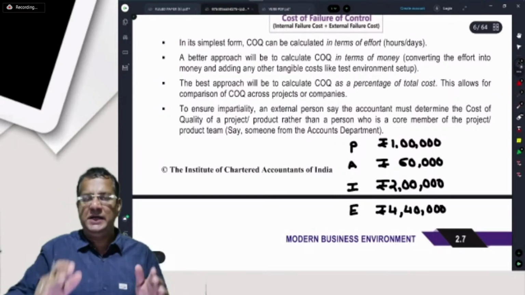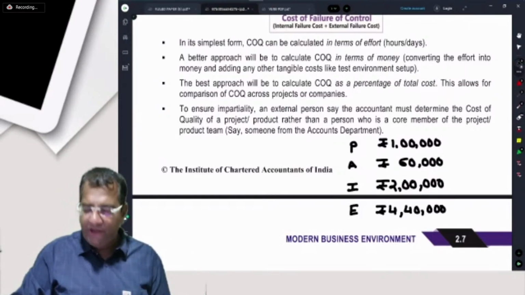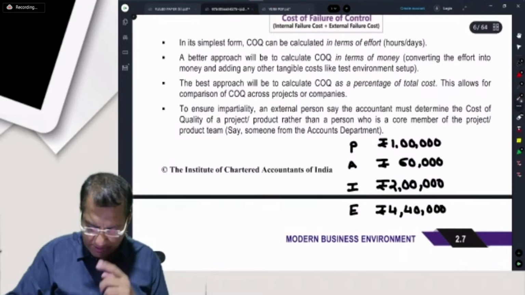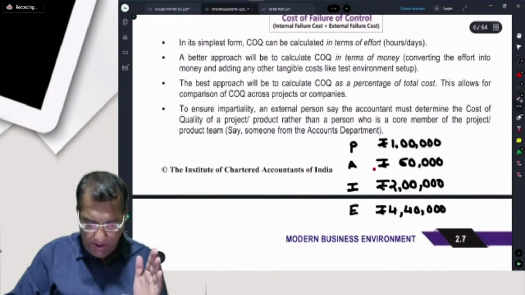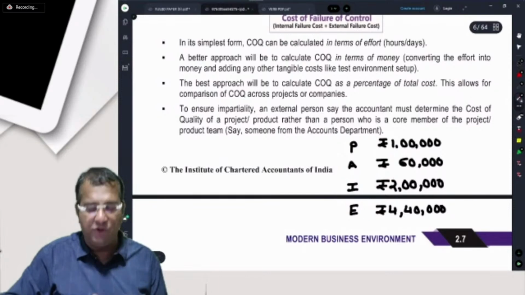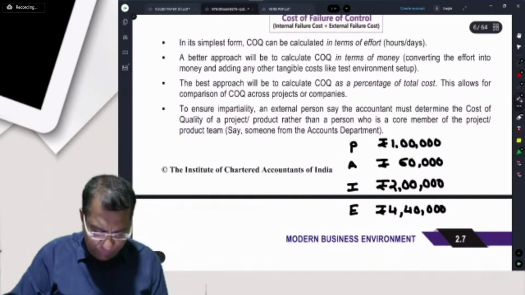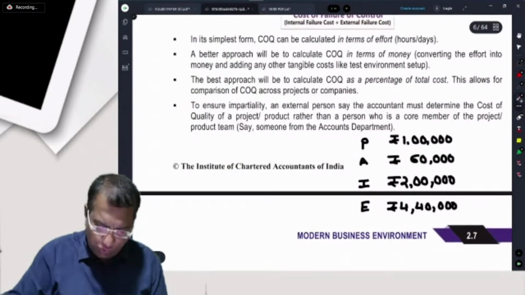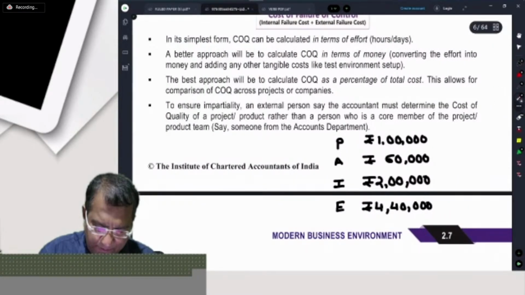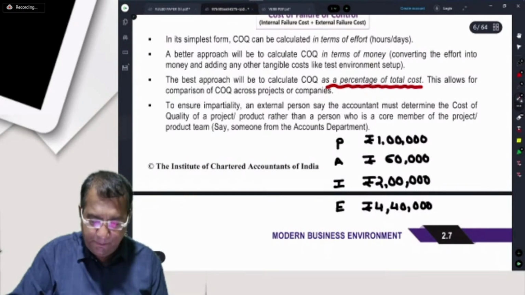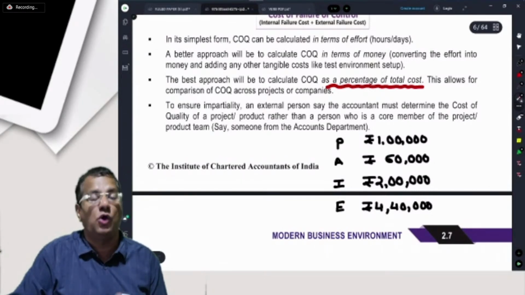Okay, you have identified the points in prevention, appraisal, internal and external, and the total of all such points: prevention is 1 lakh rupees, appraisal is 60,000 rupees you are spending, internal failure 2 lakh rupees, external failure 4 lakh 40,000 rupees. You can express in monetary terms. There is no issue. COQ, cost of quality, can be expressed in terms of money, but the best approach is to express them in percentage of total cost.